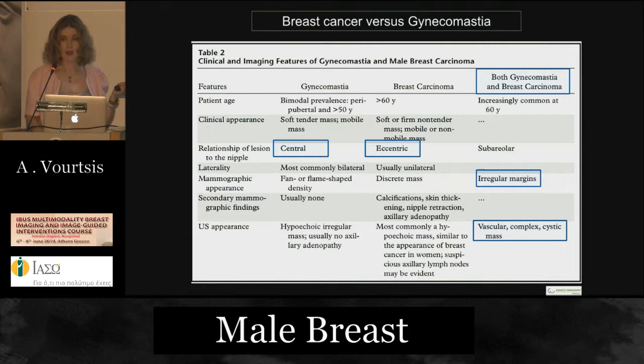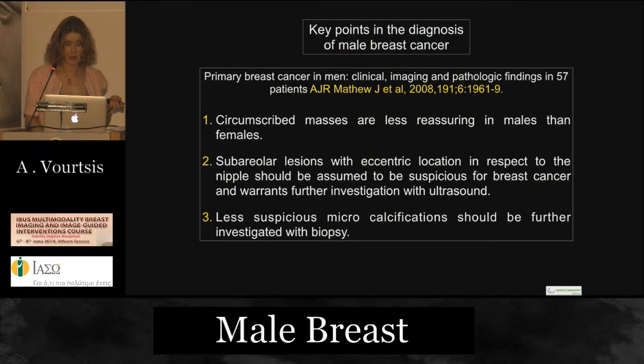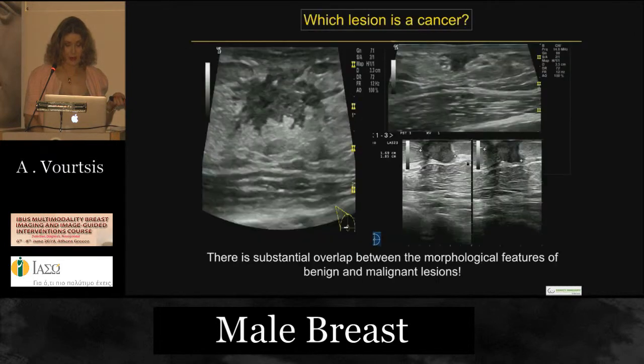And wrapping up, some key points to differentiate between gynecomastia from breast cancer. Remember that many times it is possible to differentiate between these entities, but not always. Whenever you have a mass that is located eccentrically to the nipple, it needs further evaluation. You cannot depend on vascularity because both of these entities might appear to have vascularity, and circumscribed masses are not a reassuring finding of benignity in males.